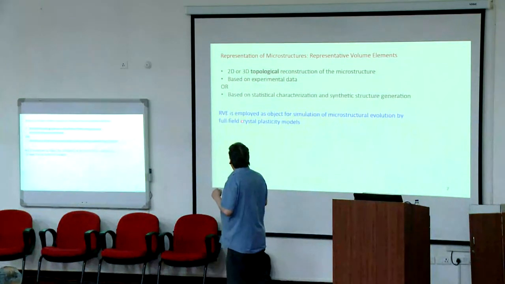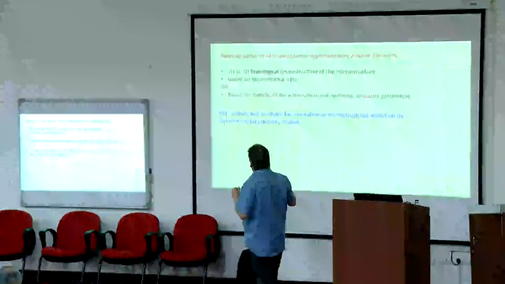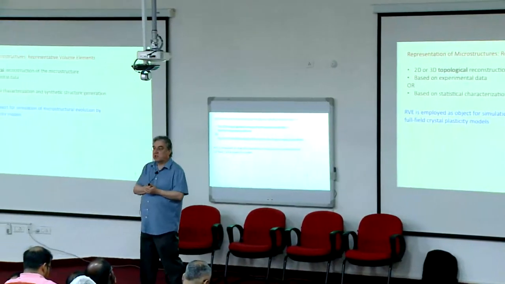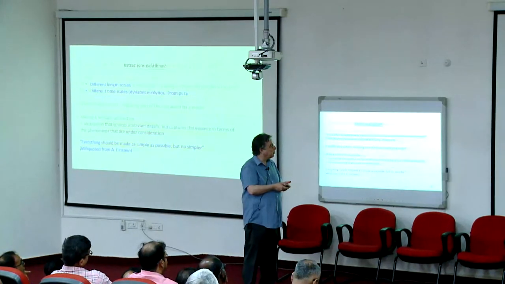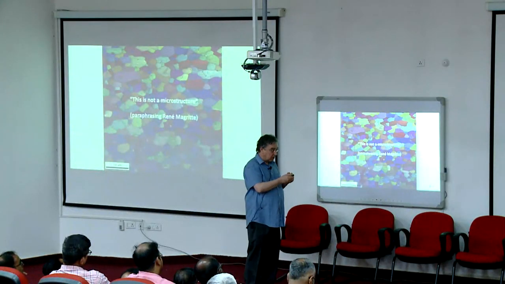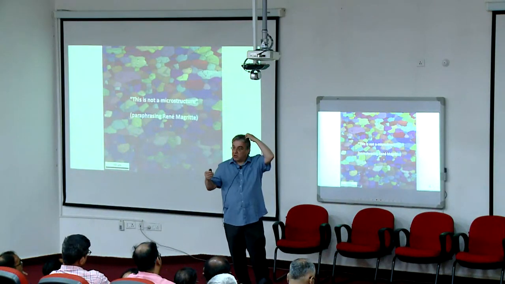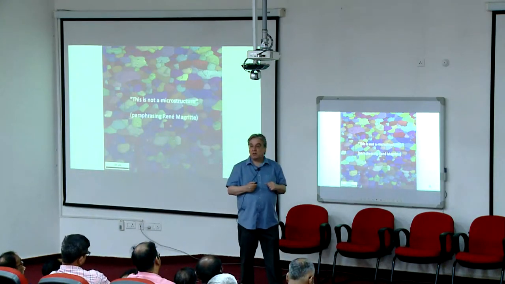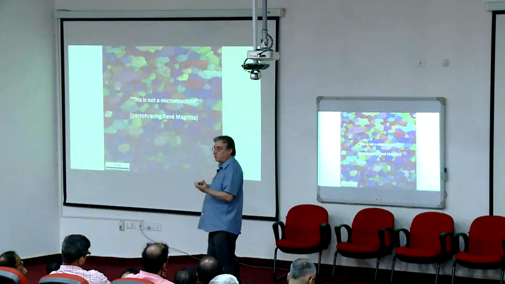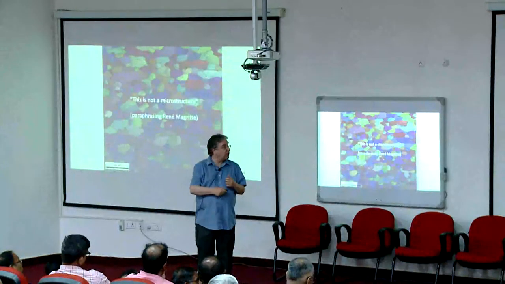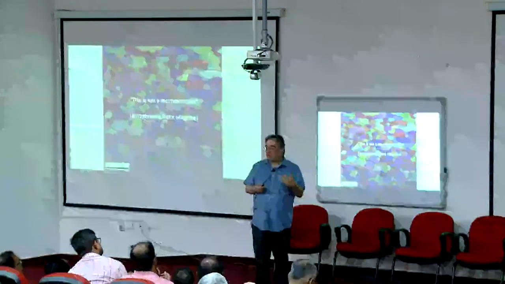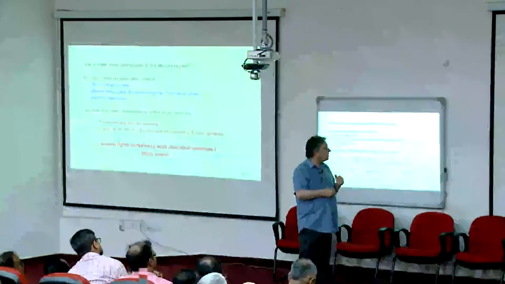Alternatively, we can also have statistical characterization and a synthetic structure generation. So you're going to construct a virtual microstructure in the computer. For example, this microstructure is obviously an experimental measurement. The question would be, how can you expand it to 3 dimensions? This is a 2-dimensional section, how can you build up the 3rd dimension? And if you don't want to do expensive and time-consuming measurements, then you may want to develop a model that reconstructs a 3D structure based on the 2D image. That's something some people are doing.